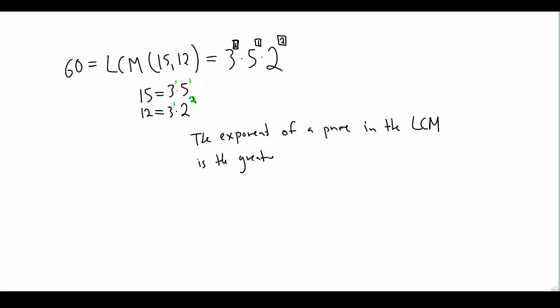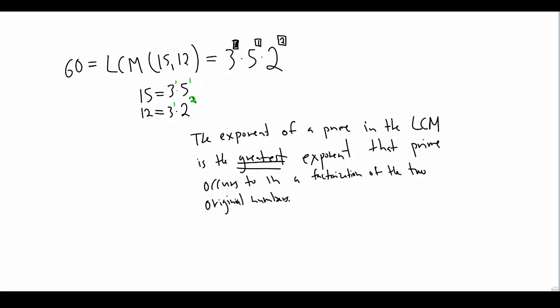Not the sum of the exponents in the factorizations. It is the greatest, or the maximum, exponent that occurs for 3. So this is 1, the greatest exponent. The largest between 1 and 1 is 1. So the LCM is 3 times 5 times 4. This is 60.